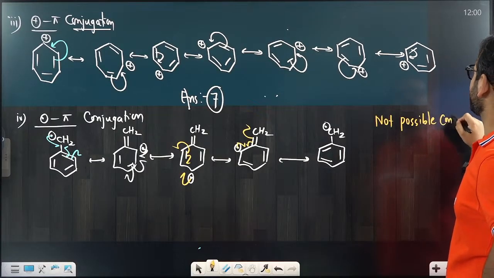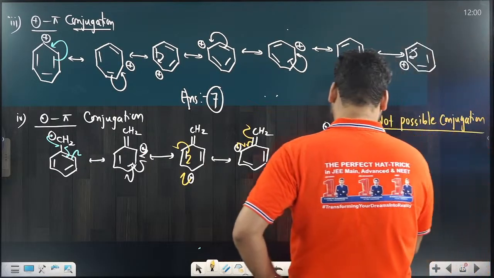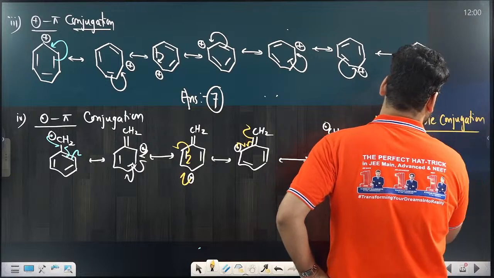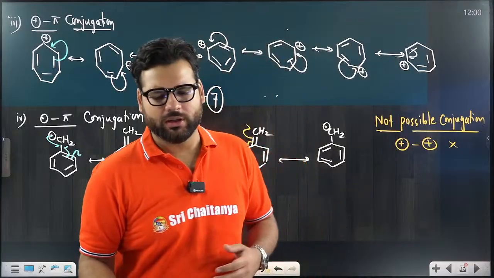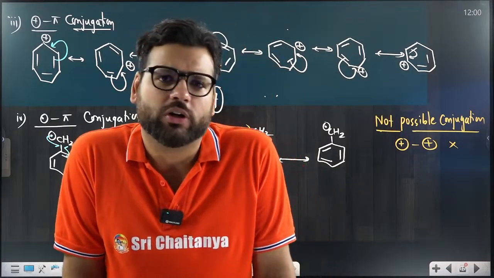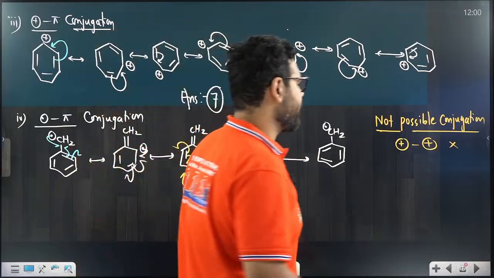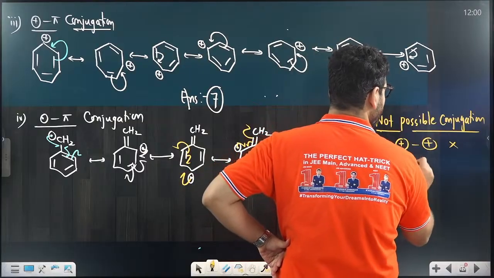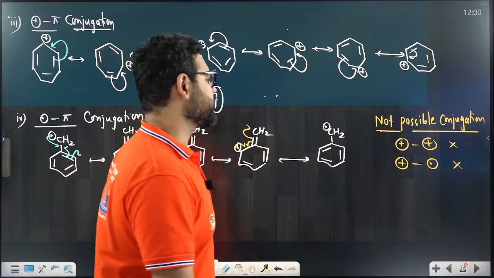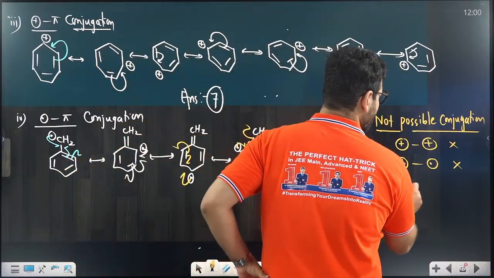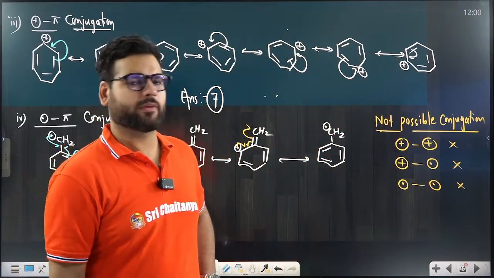Not possible conjugations: plus-plus conjugation. Obviously, how will two pluses be conjugated? This is not possible because there are no electrons to move. Something like CH2 positive, CH2 positive, there is no conjugation. Although there is a plus next to a plus, such a conjugation is not possible. Plus with a radical, there is no conjugation like that. Radical with radical, there is no such conjugation. So these are not possible ones.